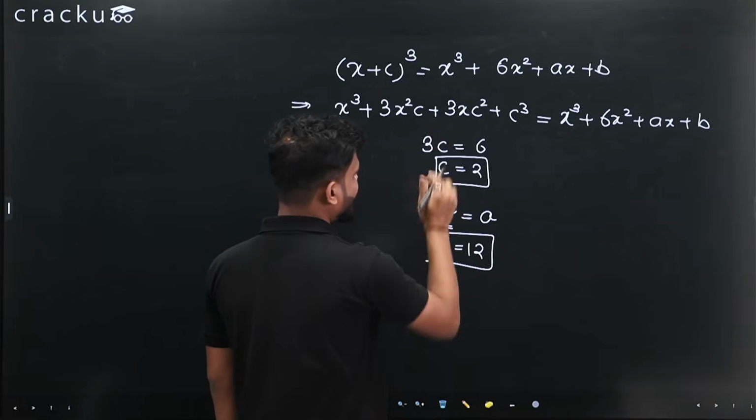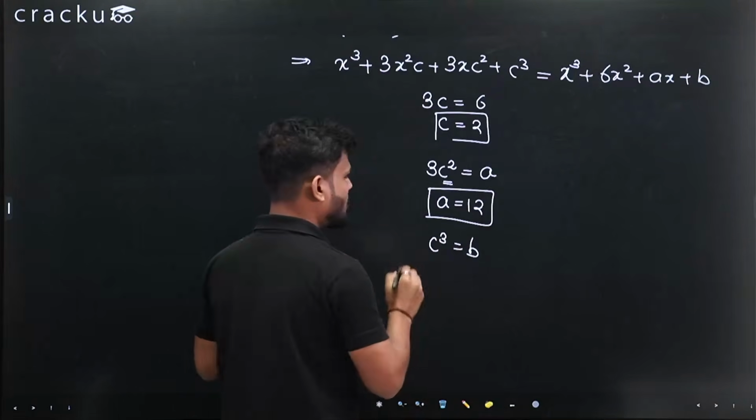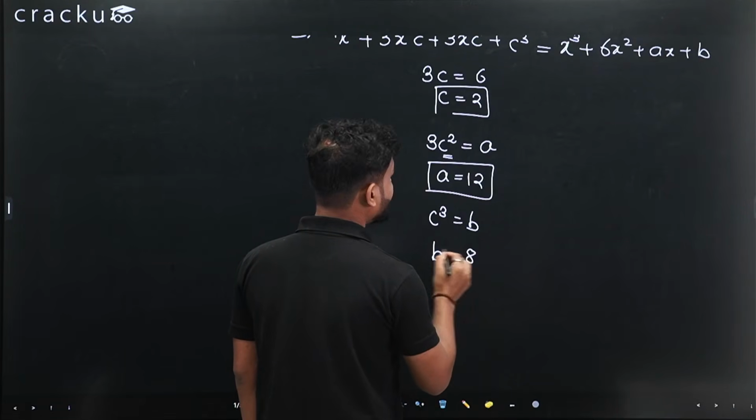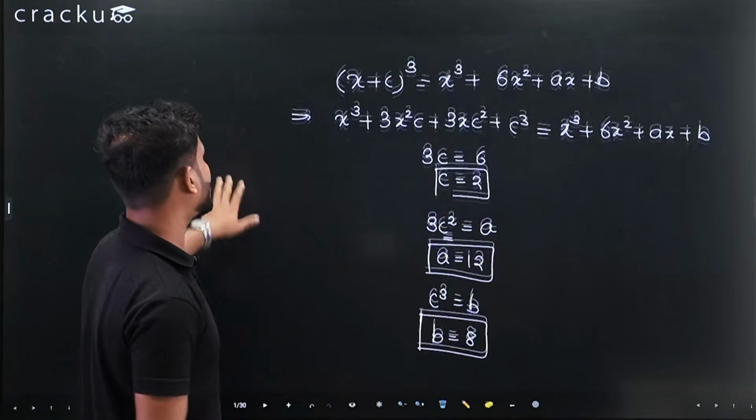Then what do I have? I have c cube equal to b. What is c cube? c cube is nothing but 2 cube. So b is equal to 8. Now I got the values of a, b and c.